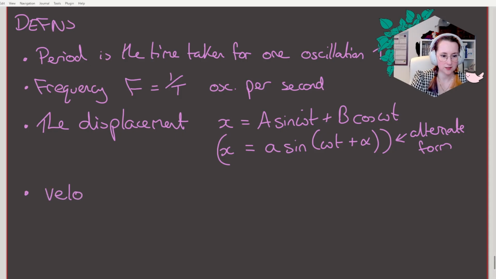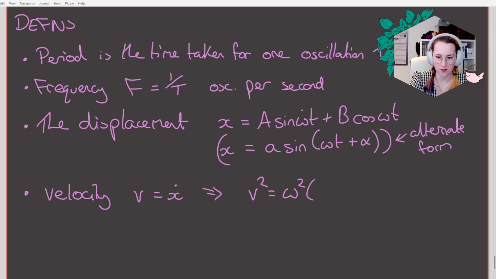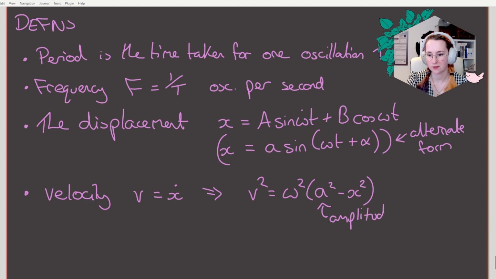So the velocity v is x dot, and we also have an equation: v squared is omega squared times a squared minus x squared, where a is now the amplitude of all the oscillations. Your amplitude, again, when you're thinking of sine waves, is your height away from rest. So that is an equation that pops up quite a lot.